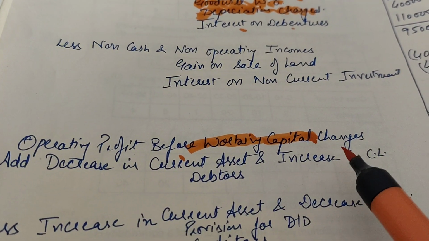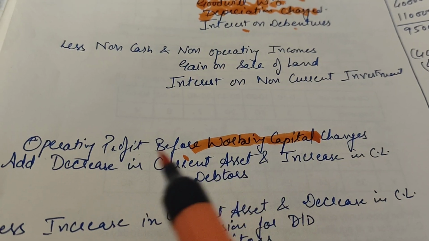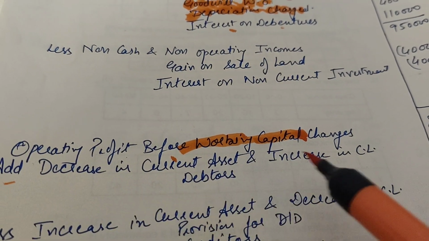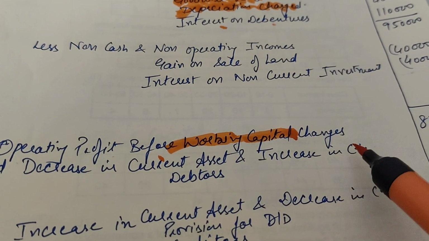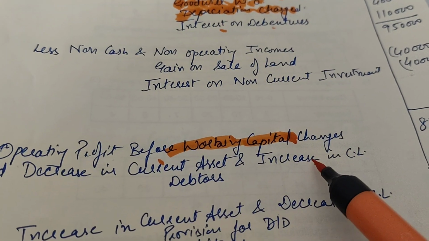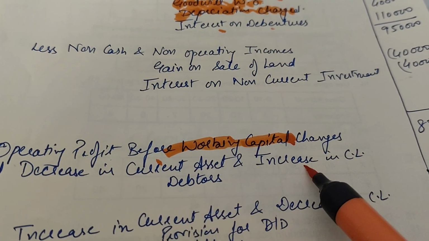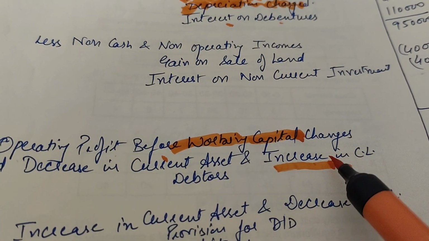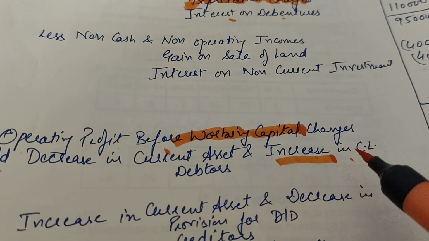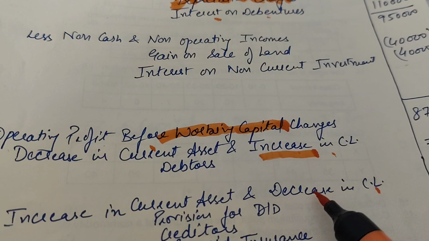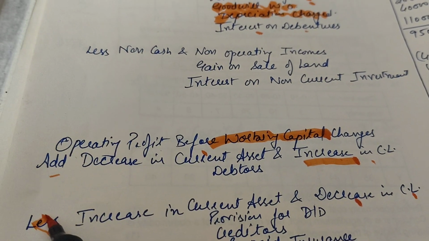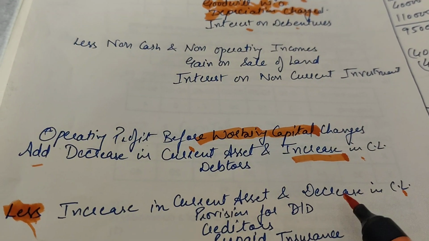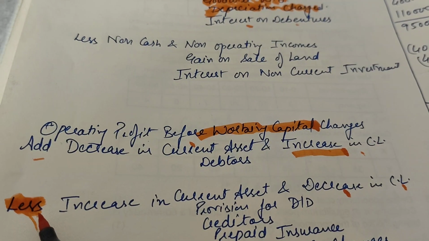If decrease in current assets is added, then increase in current liabilities is added. Why is increase in current liability added? For example, if trade payables have increased, that means you have received trade credit, that's why increase in current liability is added. You can have another example of bank overdraft. Let's say bank overdraft has reduced, that means you have made a payment of your bank overdraft, so it should go in the decrease in current liabilities and be deducted, right?